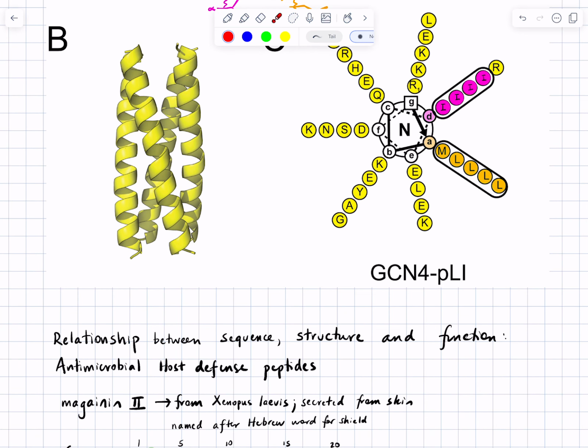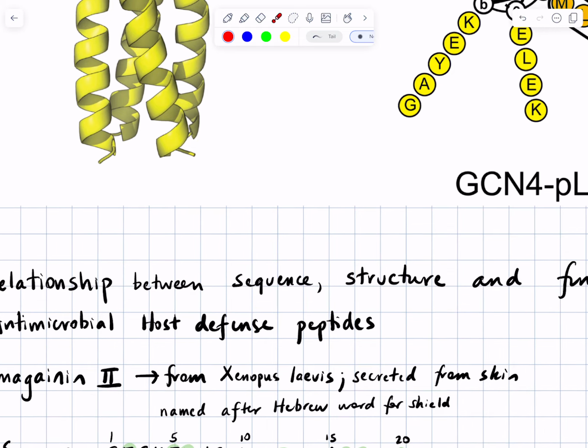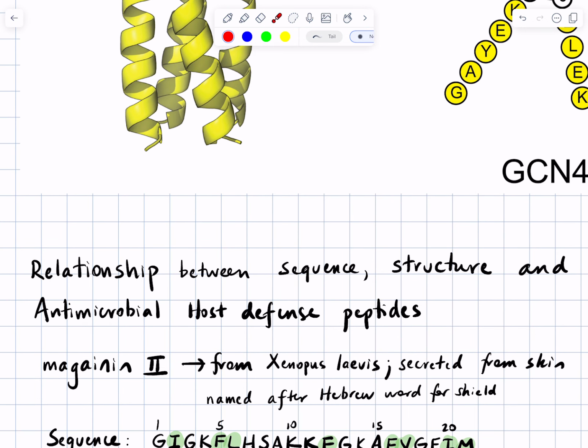The peptide sequence I'm going to show you is called Maganin. It is from frogs. It's secreted from skin. Maganin is named after a Hebrew word for shield. So this is a defense peptide. Frogs use it to prevent bacterial infection.